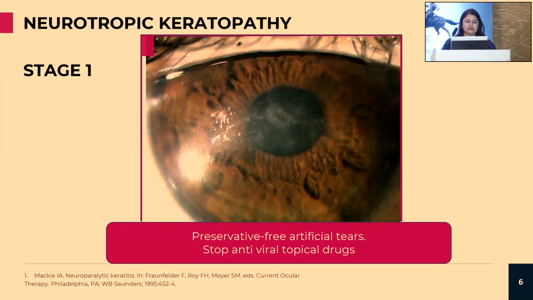keratopathy cases first. So this was a stage 1 case. This patient was lost to follow-up, so I do not have any other pictures for this. So if you see, this patient has a dry, cloudy corneal epithelium with punctate lesions on it. And in these kinds of patients, you have to stop all the antiviral drugs and unnecessary drugs, and you have to put the patients on preservative-free artificial tears.